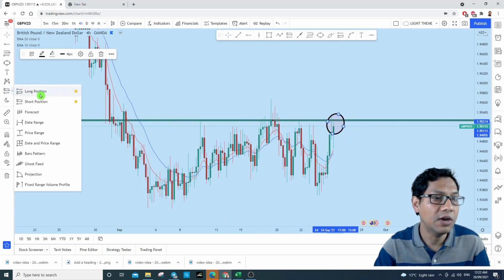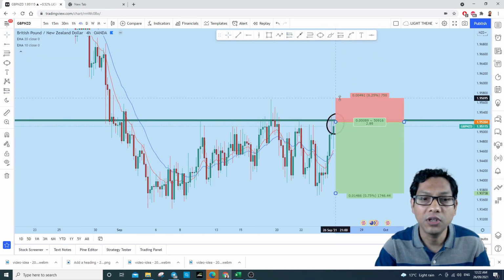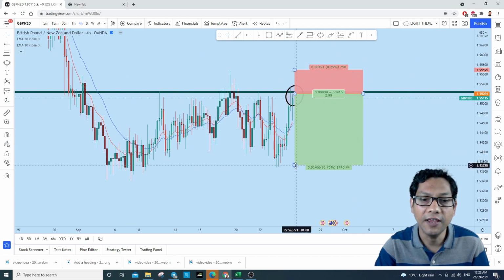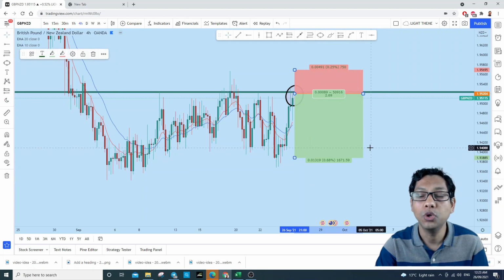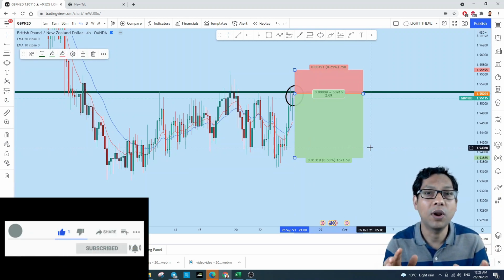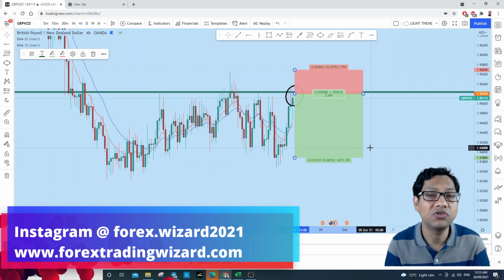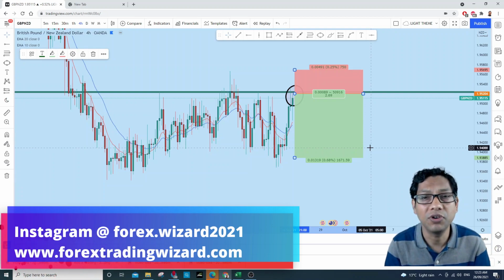As soon as we see our red candle, we will be going short from here. Our stop loss will be above this high, and our take profit will be at least 1 to 2.7, more than 2. This will be our plan on GBPNZD.